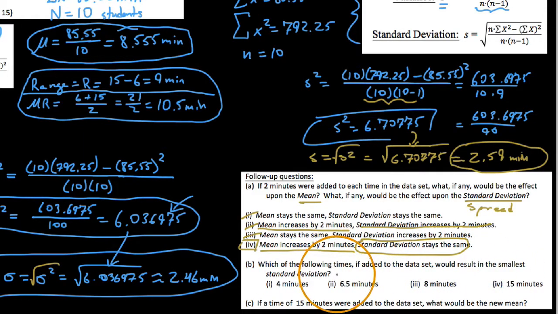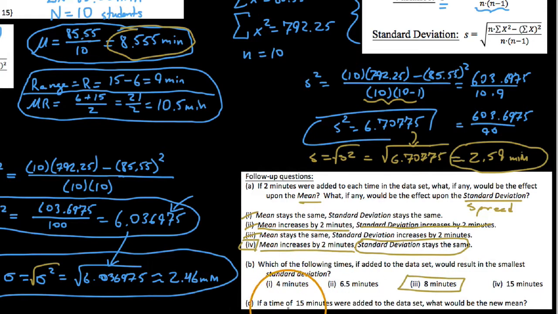Okay, so it says which of the following times, if added to the data set, would result in the smallest standard deviation. Okay, well, the idea here is this: the closer data is to the average, which was 8.555 minutes in either instance, then what we could say is that the data that we added in here that is closest to that would give us the smallest standard deviation. So which of these data would be closest to the average? It would be this 8 minutes right here. If we added in a 15-minuter, it would be way far apart from the average, resulting in a bigger standard deviation. And so the same thing would happen if we added in like a 4. 6.5, not as much, but 8 is the closest to the mean.